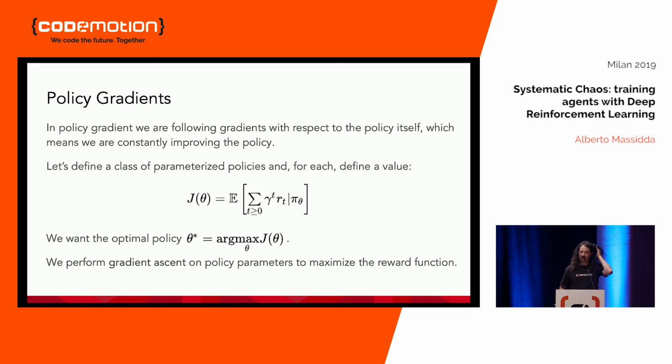So for that, let's define a class of parameterized policies, and for each one, we define a value function, which is the total expected sum of cumulative reward by following a policy, and we want the policy that maximizes this. How do we do that? Well, now I'm going to blow your mind. We don't perform gradient descent as we usually do in deep learning, but we perform a gradient ascent.